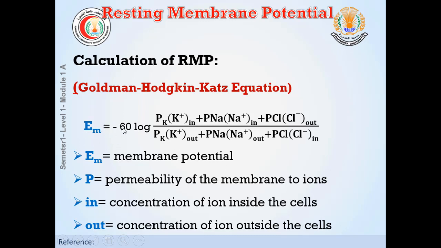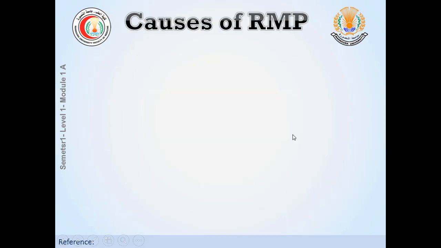So membrane potential equals minus 60 log of P potassium by potassium concentration inside plus P sodium by sodium concentration inside plus P chloride by chloride concentration outside, all this divided by P potassium by potassium concentration outside plus P sodium by sodium concentration outside plus P chloride by chloride concentration inside.